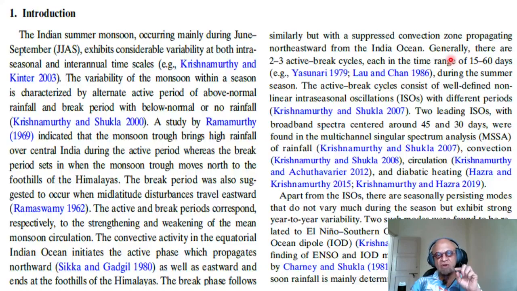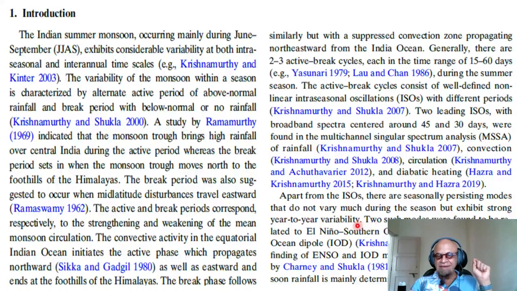There are a lot of questions about what makes the northward propagation happen, and so on and so forth. Generally, there are 2 to 3 active break cycles, each in the range of 15 to 60 days. During the summer season, the active break cycles consist of well-defined nonlinear intraseasonal oscillations with different periods. 2 leading ISOs with broadband spectra centered around 45 to 30 days were found in the multi-channel singular spectrum analysis, or MSSA, of rainfall, convection, circulation, and diabatic heating.